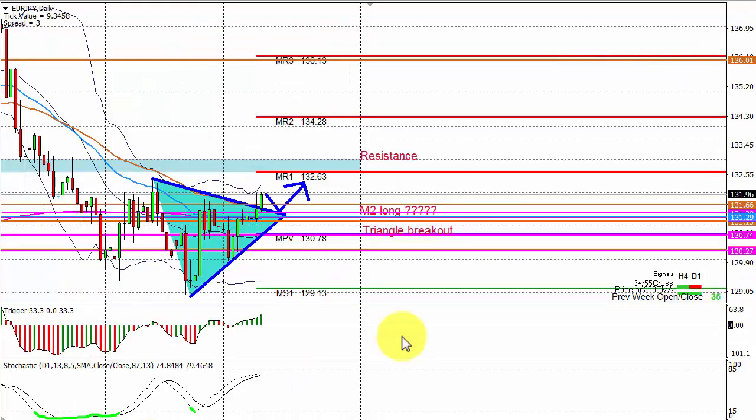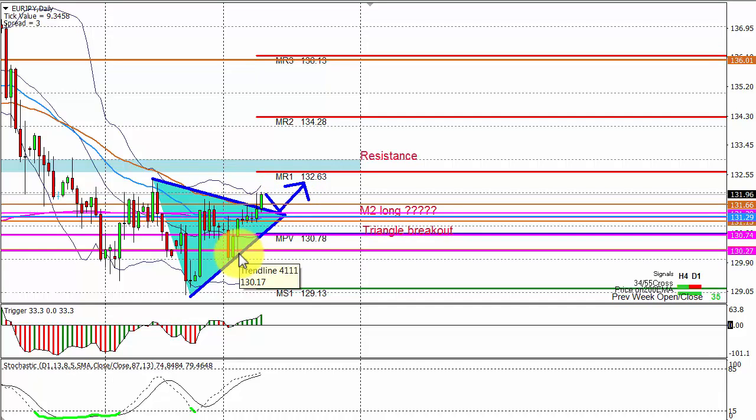Euro JPY daily chart. This one broke to the upside, guys, which is a little bit concerning because it's supposed to be correlated with the Euro US dollar and the Euro Index. But let's have a look at the triangle. The triangle broke to the upside. Today's candle is still in place, so we need to see where this candle is going to close today.